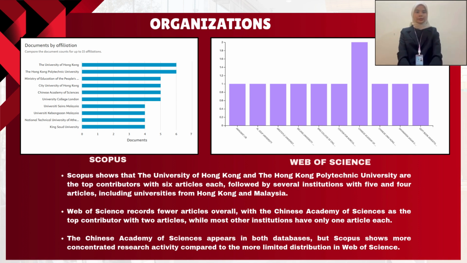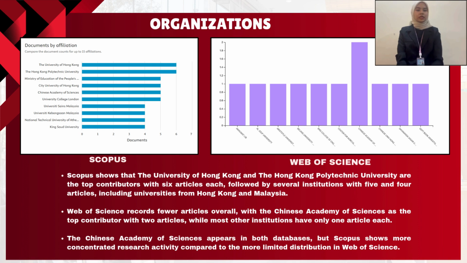Okay, next I will explain to you about the organization of Scopus and Web of Science. The Scopus data shows that some institutions have published more articles on green libraries and waste management than others. Leading the list are the University of Hong Kong and the Hong Kong Polytechnic University, each with 6 articles. Close behind are institutions like the Ministry of Education of China, City University of Hong Kong, Chinese Academy of Science, and University College London, all with 5 articles.